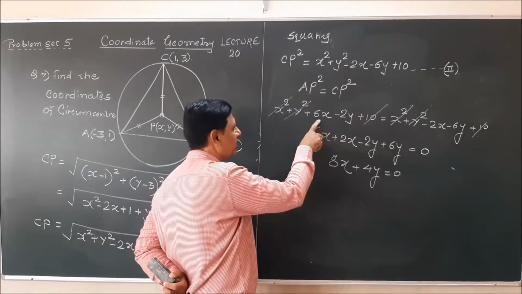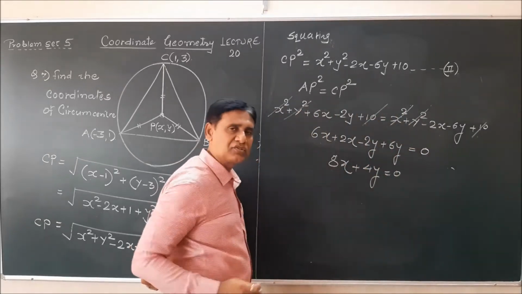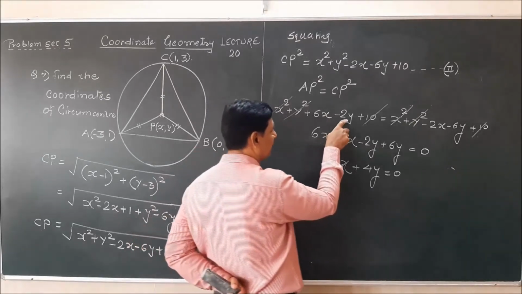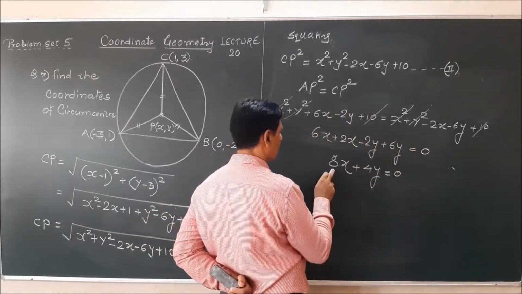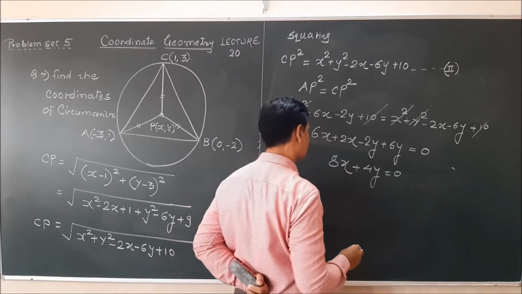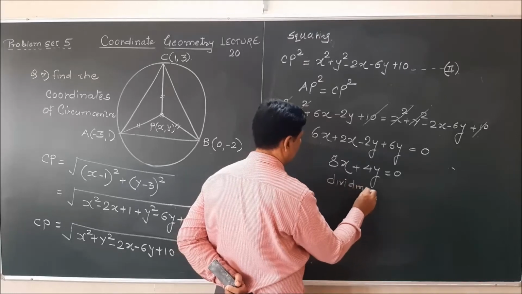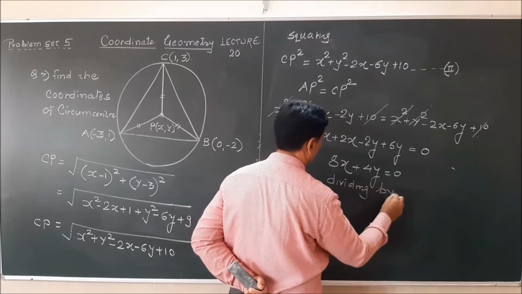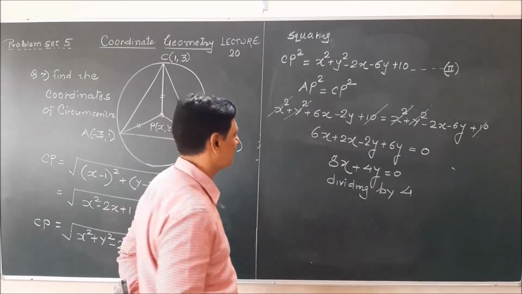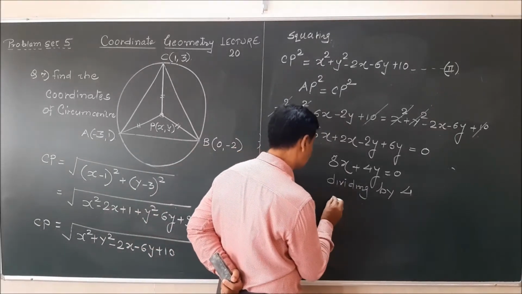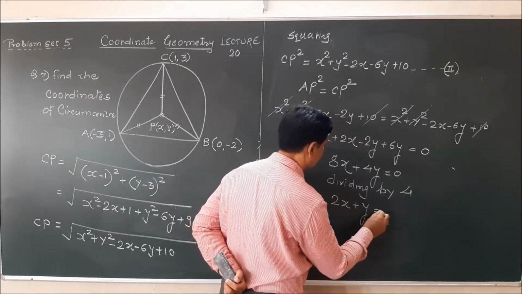I am explaining again. 2x from the right side goes to the left hand side and becomes plus 2x. Minus 2y, which is on the left hand side, plus 6y is equal to 0. So 8x plus 4y is equal to 0. Dividing by 4, simply to minimize this equation, nothing else. So 4 2s are 8, and 4 1s are 4, equal to 0.